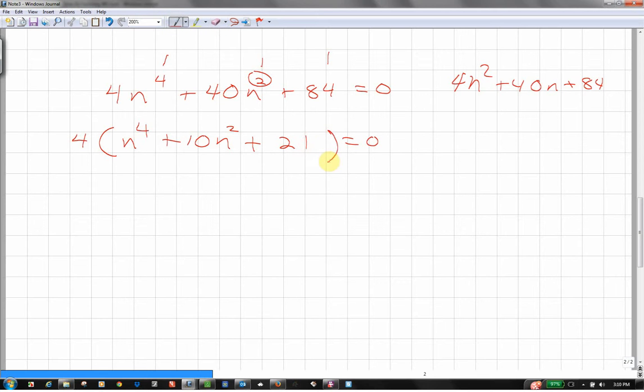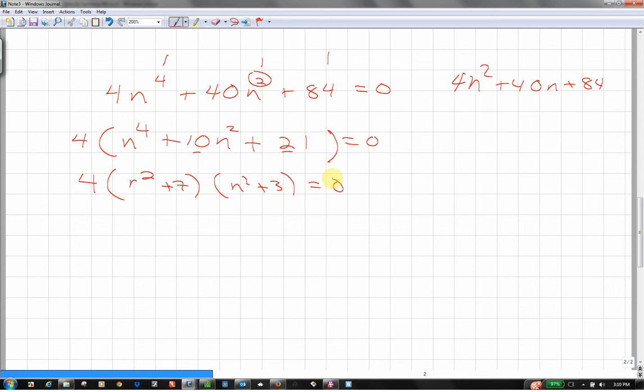Okay? So now I'm going to factor this center piece just like I would a quadratic, except the terms will be squared terms. So two numbers that add together to be 10 and multiply to be 21 would be a 7 and a 3. So this would be n squared plus 7, n squared plus 3 equal to 0.